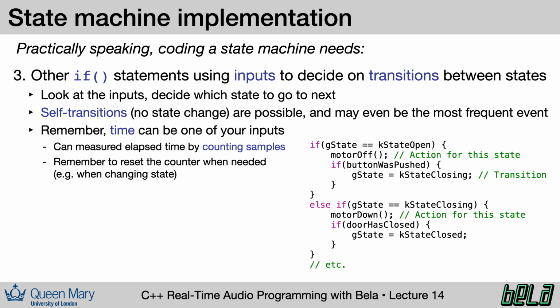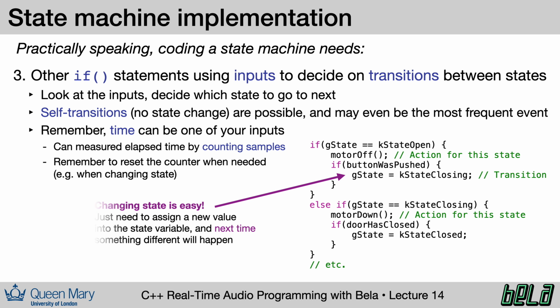In this example, we first check what state we're in. If we're in the state kStateOpen, then we first generate an output using the function motorOff. We then use a further if statement to check whether the button was pushed. If the button was pushed, then we need to transition to a different state. On the other hand, if we're in the closing state, then there might be a different set of actions and a different set of transitions that could take place. Notice here that changing the state is very easy. All we need to do is assign a different value to the global variable gState, such that next time we run this code, we'll be in a different state and a different set of code will run.